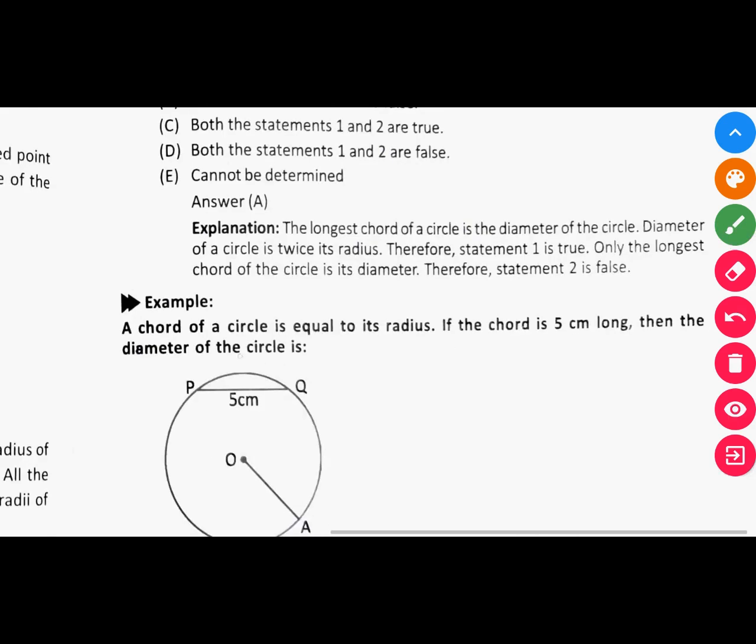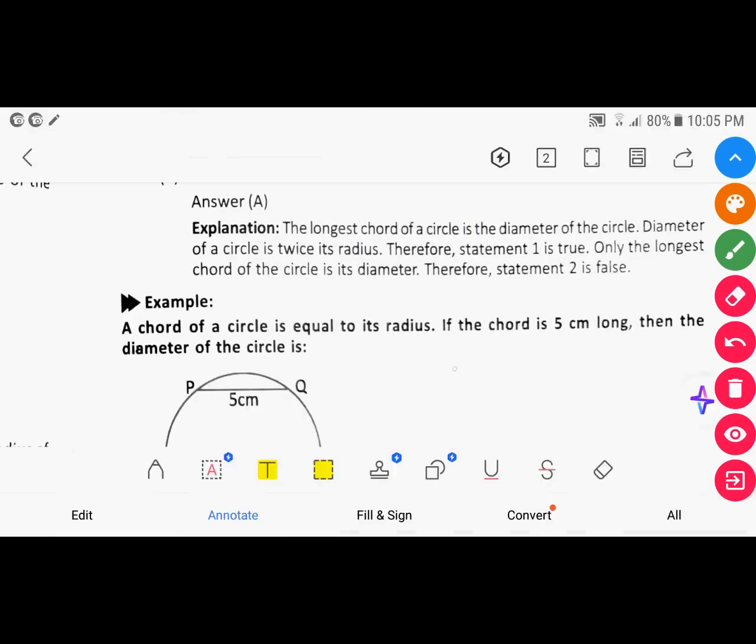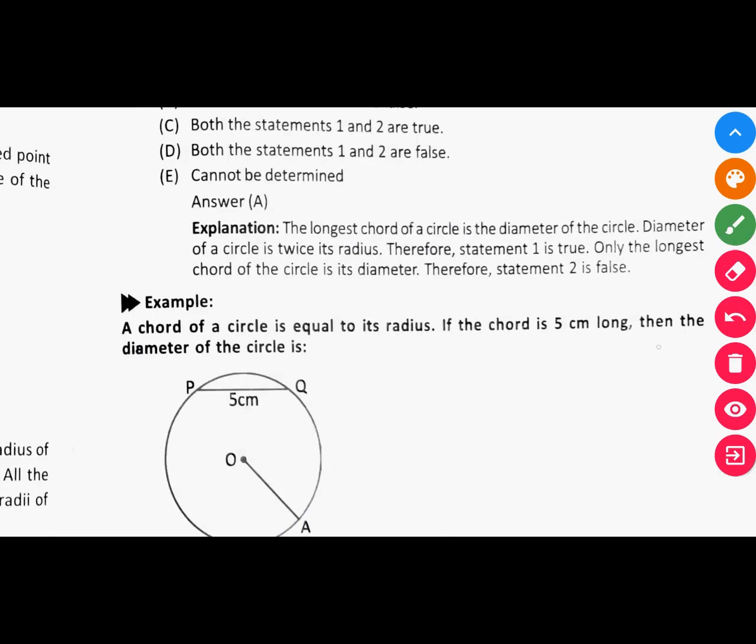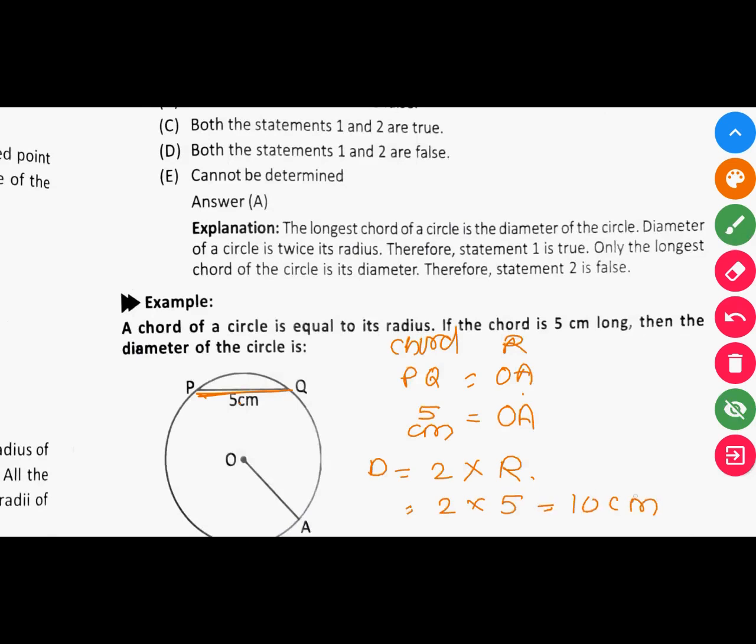Okay. Now the next example is a chord of the circle is equal to the radius. And if the chord is 5 centimeter long, then we have to find the diameter of the circle. See, the chord of the circle is equal to the radius. So PQ is equal to OA because OA is the radius and PQ is a chord. Now we know PQ is 5 centimeters, so the radius of the circle is 5 centimeters. Now we know the diameter is twice the radius, 2 into radius. So the diameter is equal to 2 multiplied by 5. So the diameter is 10 centimeters.